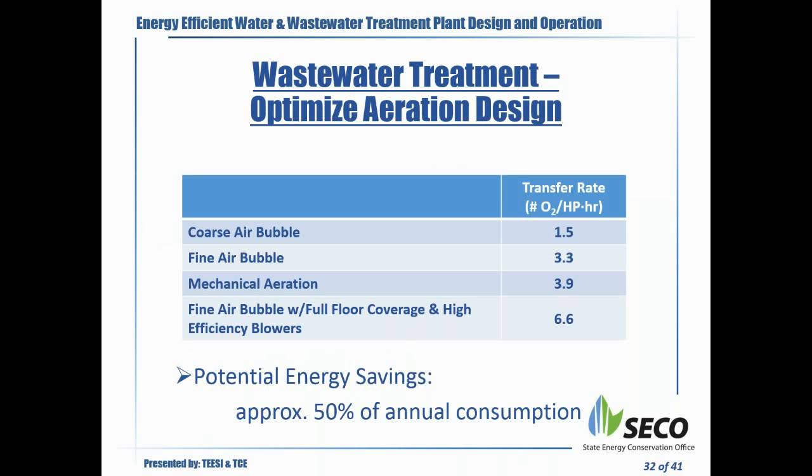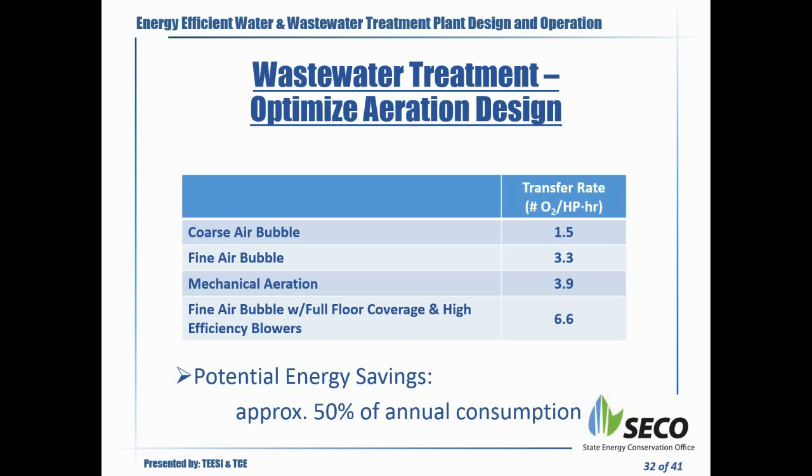We'd also look at optimizing the aeration design. We've found that transfer rates of different types of aeration can vary greatly. Coarse air bubble diffusers have a transfer rate of 1.5 pounds O2 per horsepower hour compared to fine bubble aeration, which is 3.3 pounds O2 per horsepower hour. Mechanical aeration typically runs a little better than that at 3.9 pounds O2 per horsepower hour.